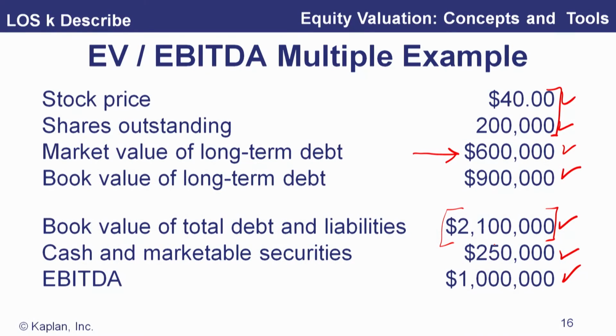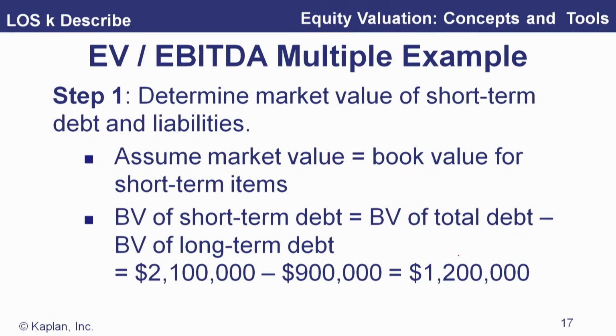But shorter-term debt is not as affected by changes in market interest rates. So here, even though we don't have the market value of short-term debt, we're going to take the total book value of debt and liabilities. We're going to subtract out the book value of long-term debt, and in that way we're going to get the book value of short-term debt and liabilities. And then we're going to use that instead of the market value because we don't have it. And then remember, we're going to back out the benefit of the cash and marketable securities that the firm holds.